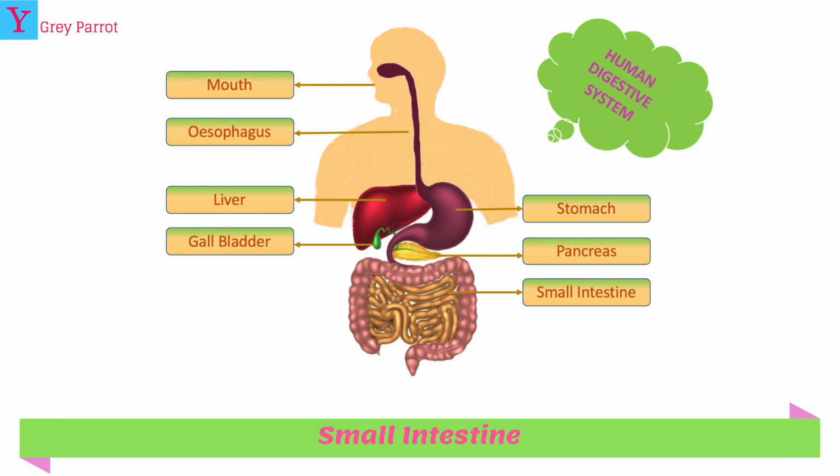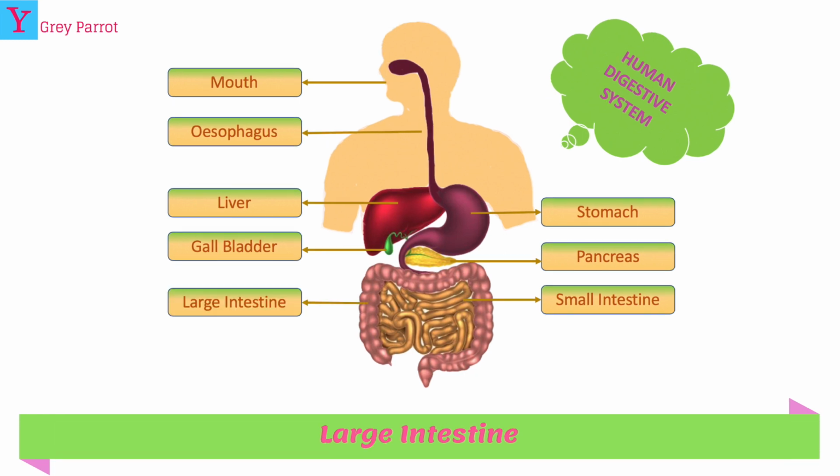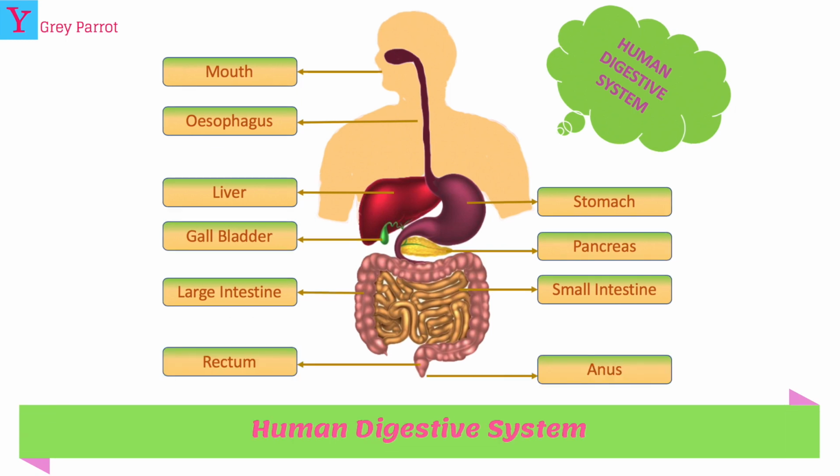You might ask, where does our indigestible food go? Well, you might be right. It goes to our large intestine. The large intestine is 1.5 meters long and 6.5 centimeters in diameter. Water is absorbed and solid waste is left here. It reaches the rectum after 24 hours and is then eliminated through the anus.